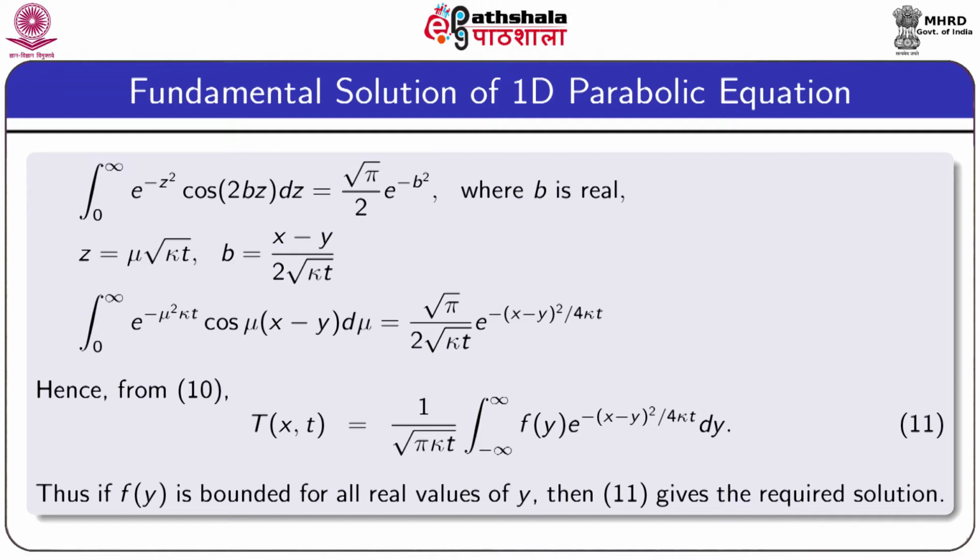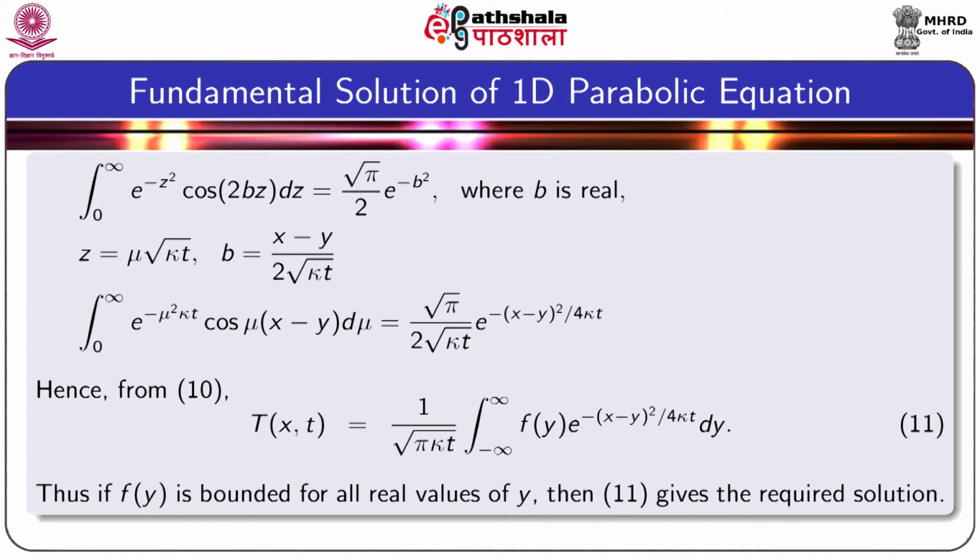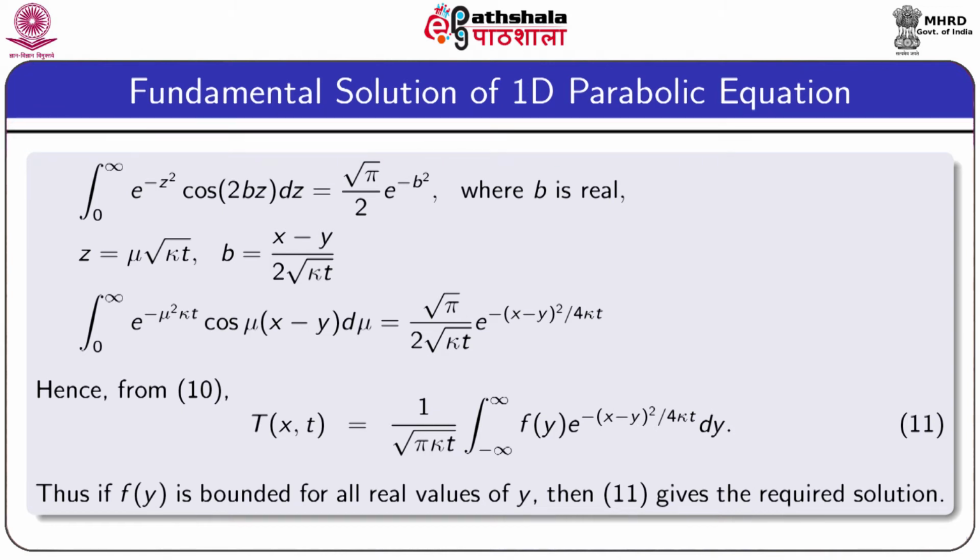We can obtain the value of the expression written on the left-hand side using the property of the gamma function, where b is real. Now, in this relation, if we substitute z as mu into square root kappa t and b equal to x minus y by 2 square root kappa t, it becomes the integral from 0 to infinity of e to the power minus mu square kappa t cos mu (x minus y) d mu, which equals the expression written here.